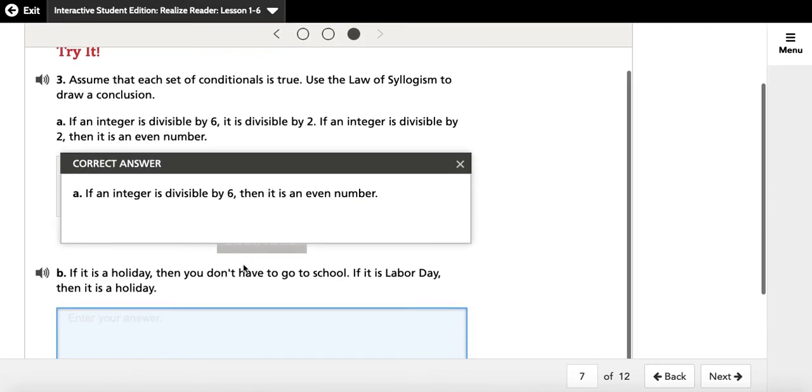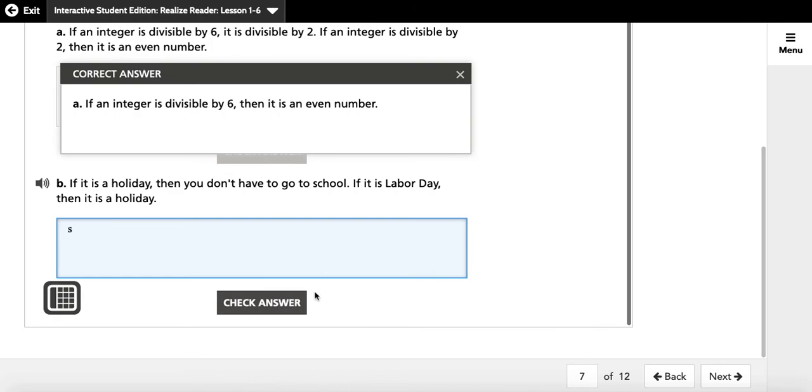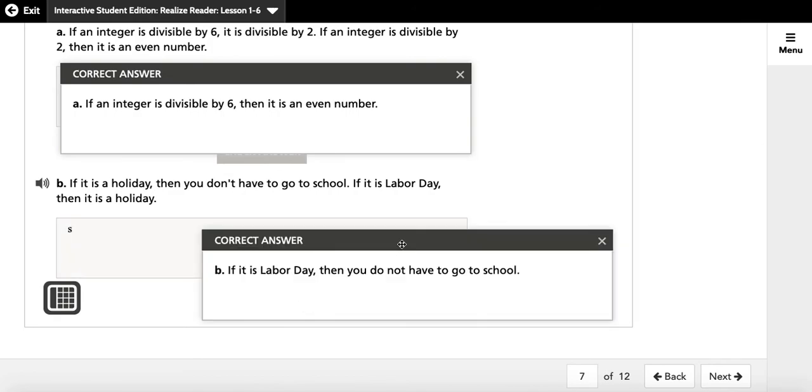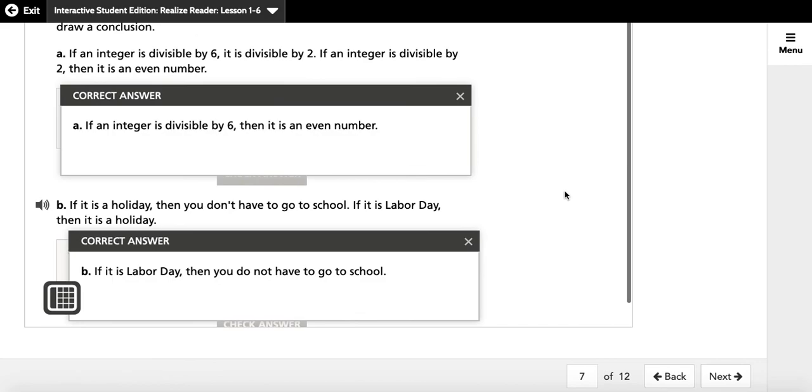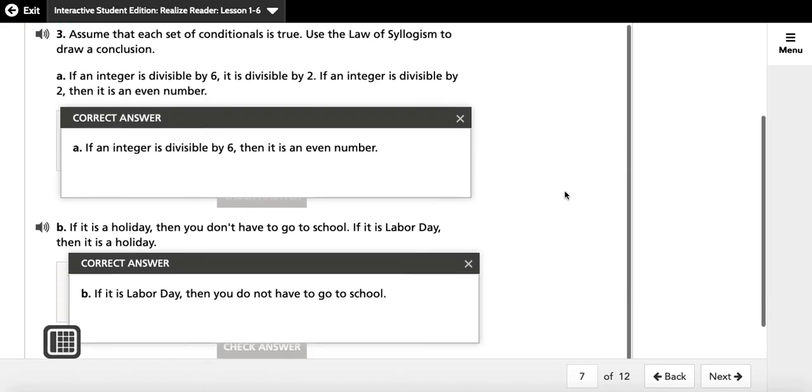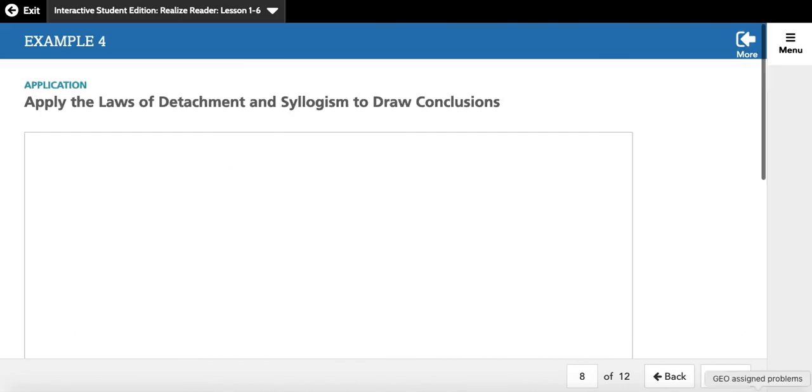Okay, let's see what they put together. There it is. If it's Labor Day, then you don't have to go to school. So they may be tricky on the order that they give you the statements. Look for the link-ups. Look for where the hypothesis and conclusion are the same statement. And I believe that's going to be it, so we can assign some problems.